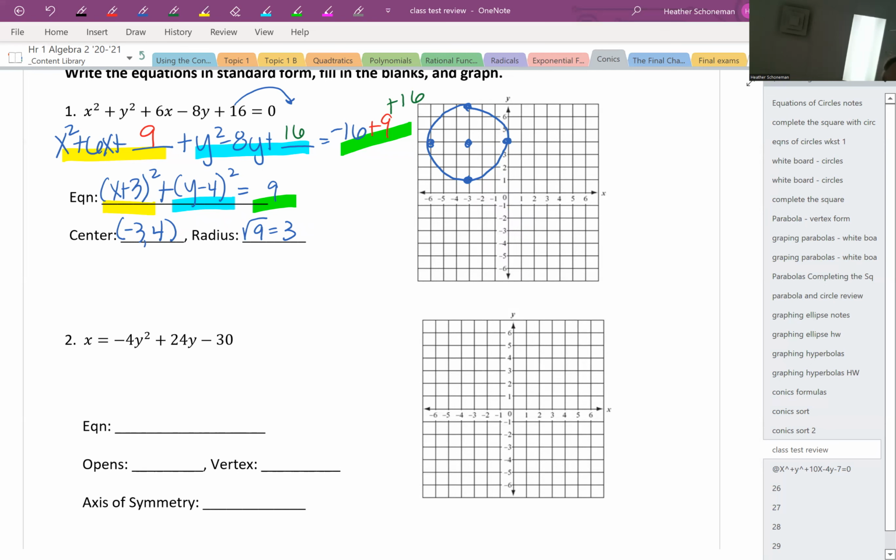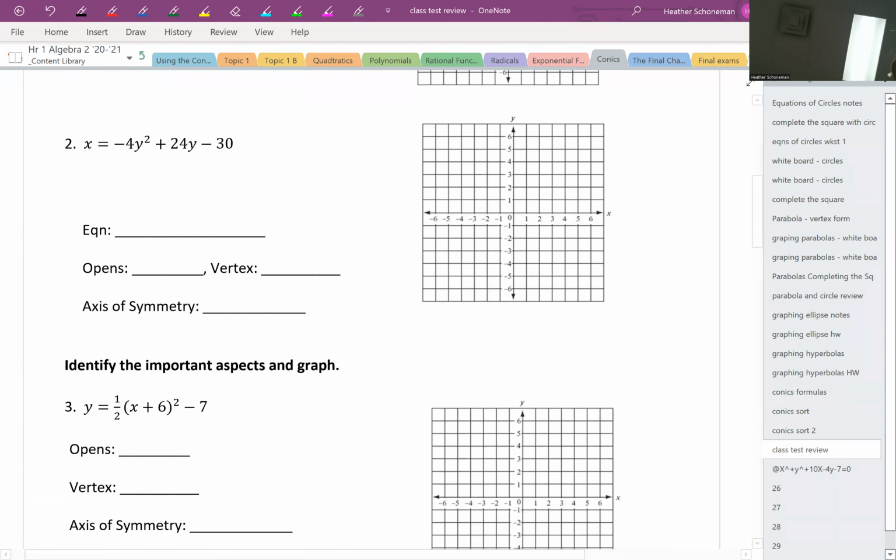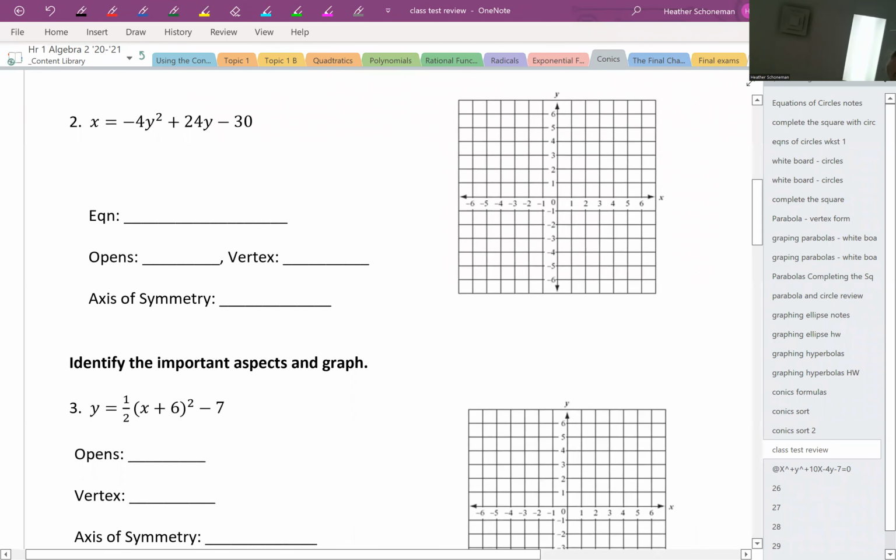Okay, now number 2 cannot be a circle, it can't even be a hyperbola or ellipse because it just has an x, it doesn't have an x squared. It's only got one of the variables squared, which is y. So we need to write this parabola in vertex form and then graph it. So to do that, we have to complete the square.